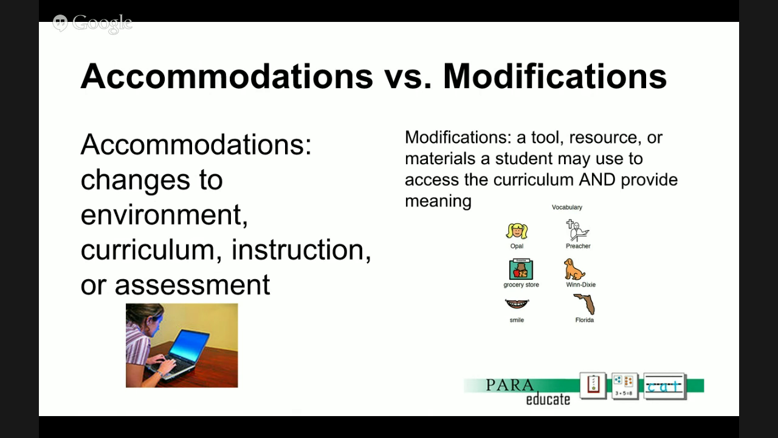Modifications, however, definitely come through the IEP. Accommodations may come through the IEP as well, but modifications have to be in the IEP. And this will change completely the level and the expectation that a student may accomplish.